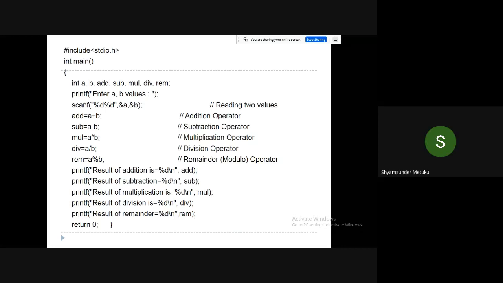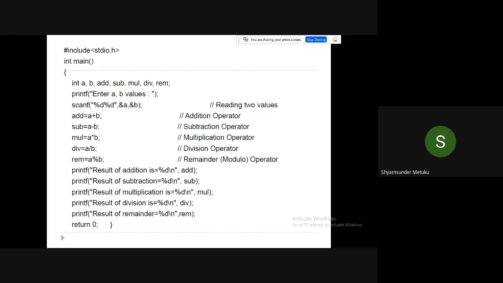And everybody has no doubt in the scanf. Scanf percentile D, comma, ampersand A, comma, ampersand B. I think last class the same thing we used, no? And what is that forward double slash after scanf onwards? Comments, right? What does it mean? Comments mean, is it a part of the program or only for readability we have written? Only for readability. The compiler will not consider those lines as part of the program, so it won't do any conversion into machine language.